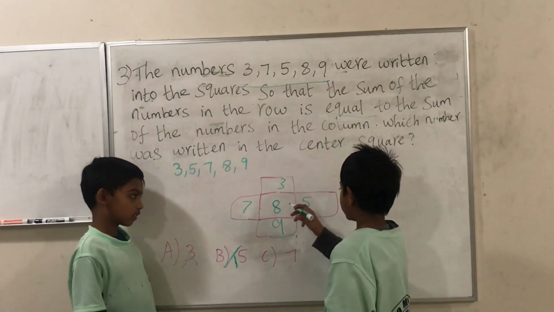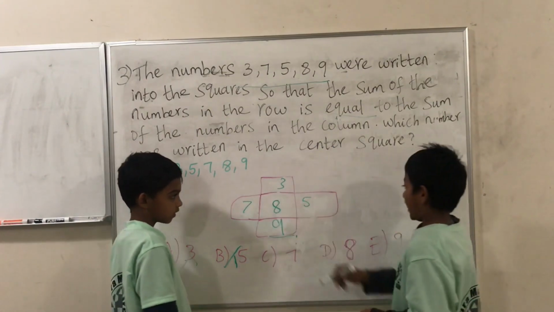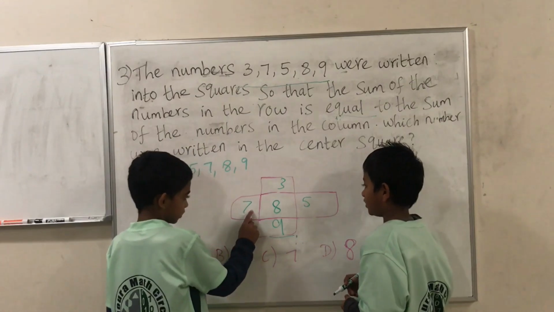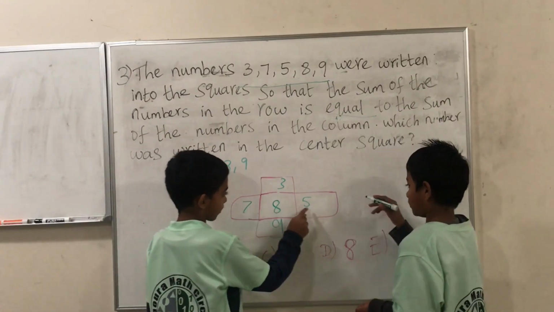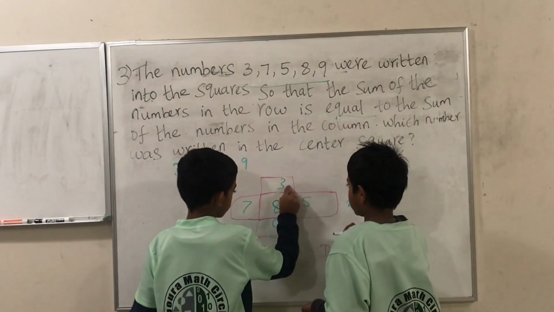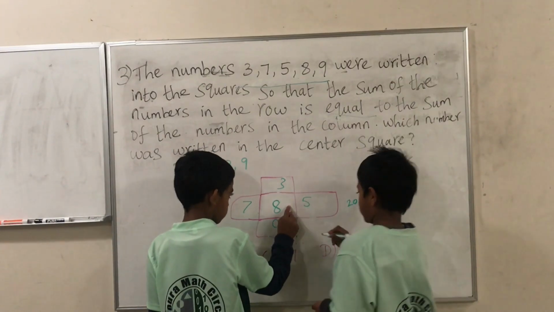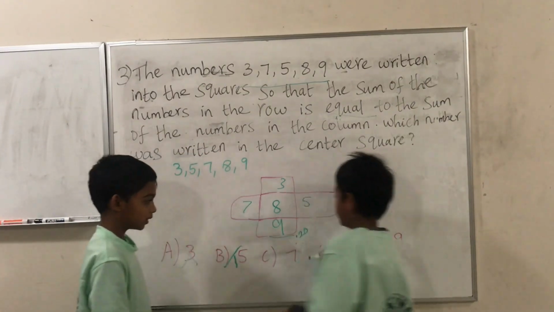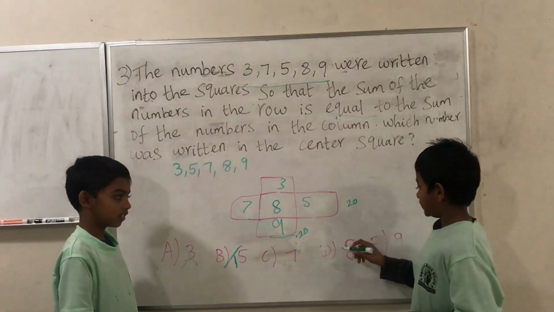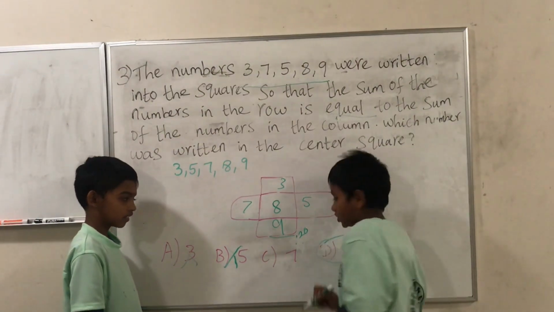So we're going to try with 8. Let's see the sum. 7 plus 8, 15 plus 5 equals 20. 3 plus 9, 12 plus 8, 20. They're both equal. So it looks like 8 is the answer. Yes, so 8 will be our answer.